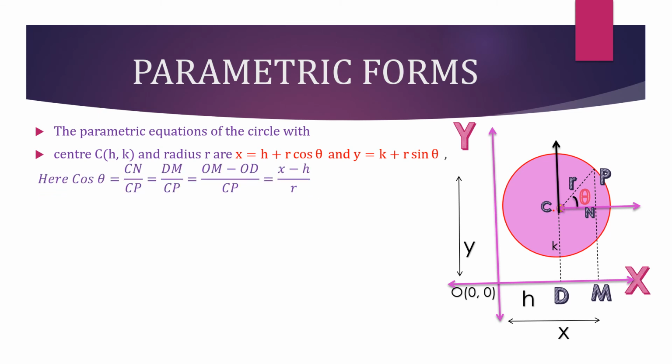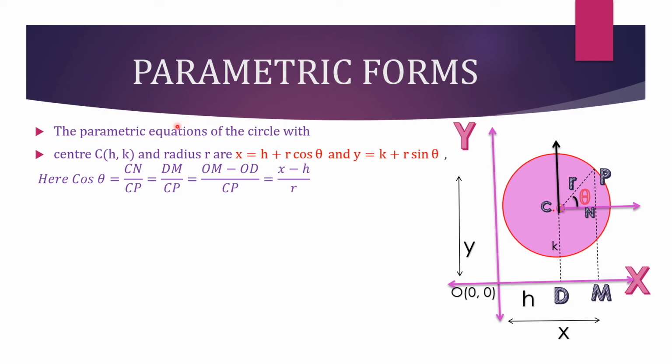So now we observe the diagram. Triangle PCN is a right angle triangle. Now using trigonometric ratios, the rule of cos theta equals adjacent side by hypotenuse. Therefore, cos theta equals CN by CP. Now, here we observe the diagram. CN is always equal to DM.